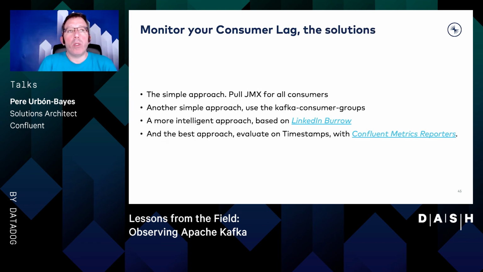There are simple ways to monitor that. The simplest and more naive way is just pull the JMX from all the consumers, but that's bad. Remember, each consumer as well, like the brokers, gives you JMX metrics to monitor, but it's only active while the consumer is running. So you cannot have this information when the consumer is not active. Another simple way to monitor this is using the Kafka consumer groups. They are living in the broker, but they have a similar problem. The information is only available when the consumer group is up.